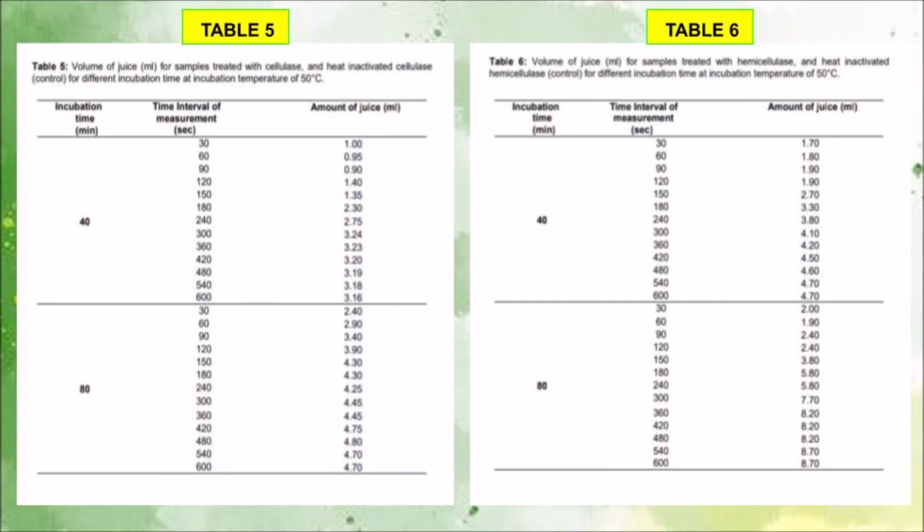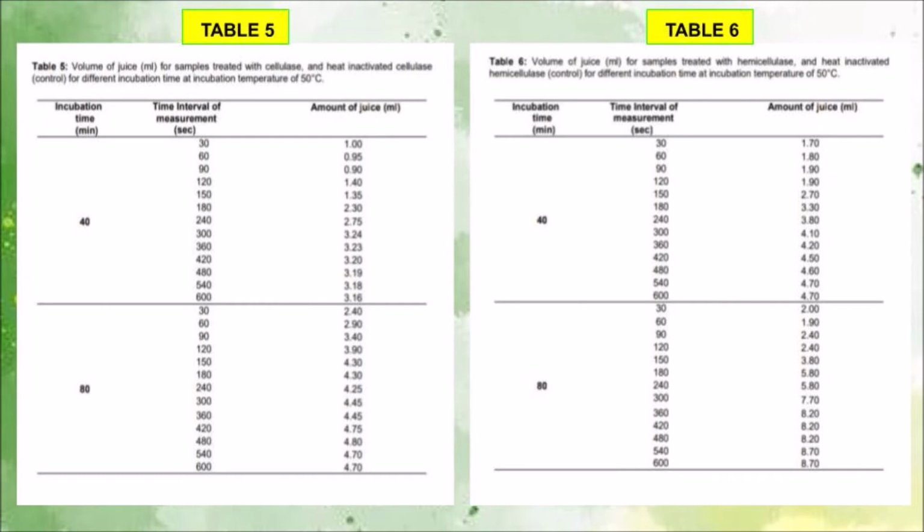So now I will proceed with the result part, and this slide shows table 5, the volume of the juice for the sample treated with the cellulase and heat inactivated cellulase for different incubation times. While table 6 is the volume of the juice for the sample treated with hemicellulase and heat inactivated hemicellulase as the control for different incubation times. Both enzymes are carried out at the same incubation temperature of 50 degrees Celsius.